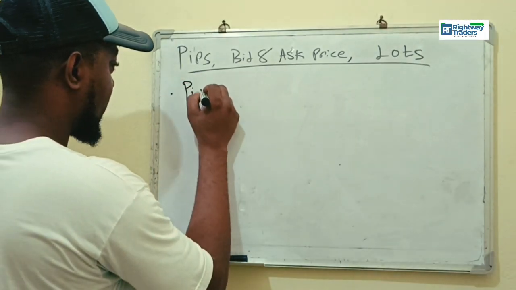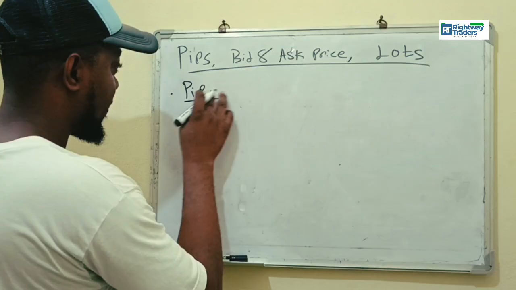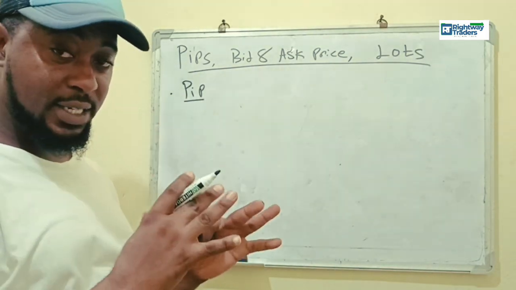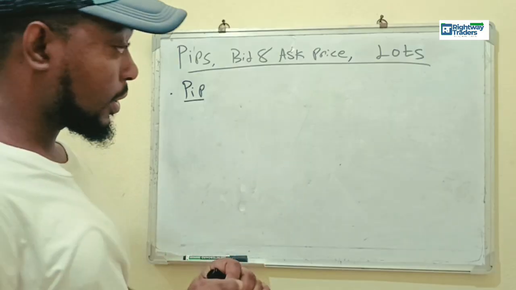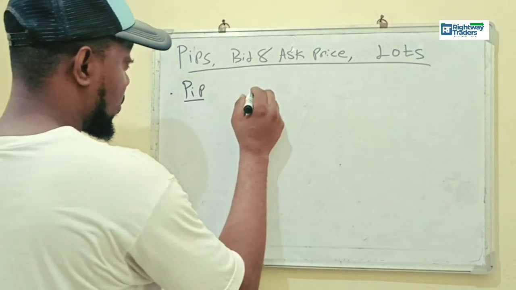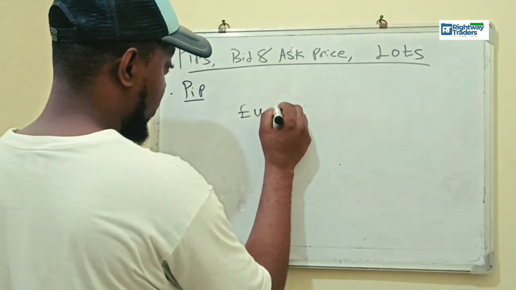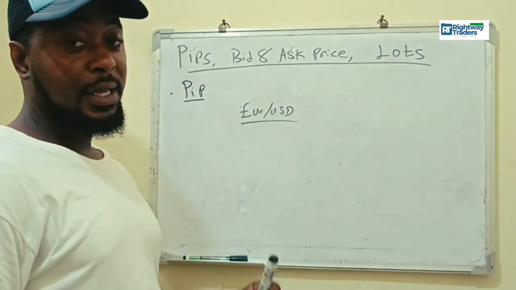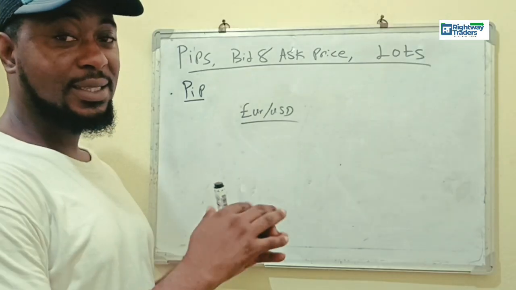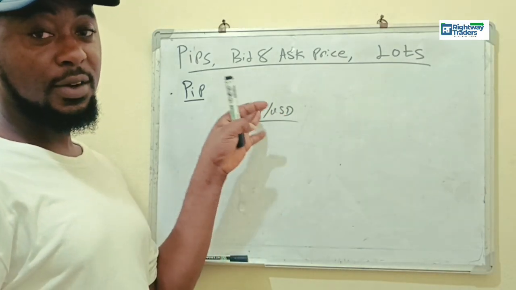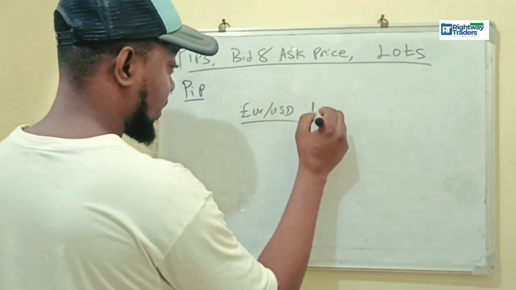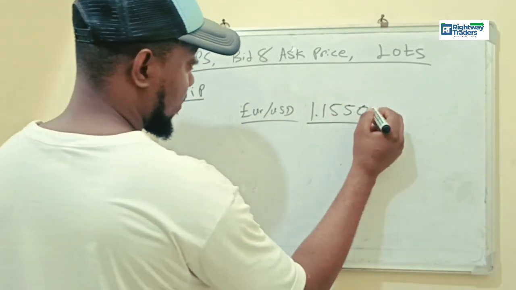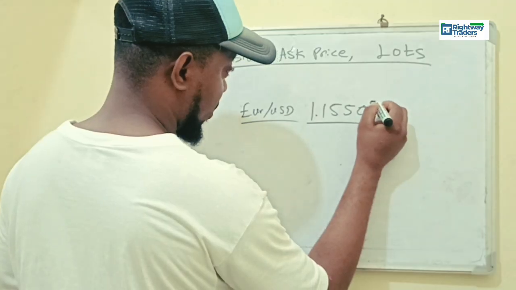What is a pip? A pip is the smallest unit of a currency pair exchange rate. I always like to use the Euro USD example. What is a pip for the Euro USD? A pip is the smallest unit that the exchange rate of this currency can change. Let's say this is the current exchange rate. Let's put 5 here at the top.